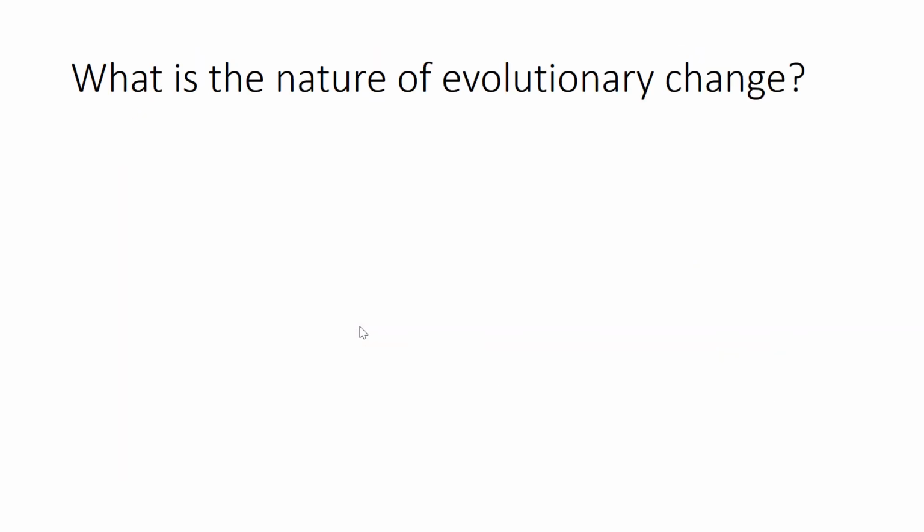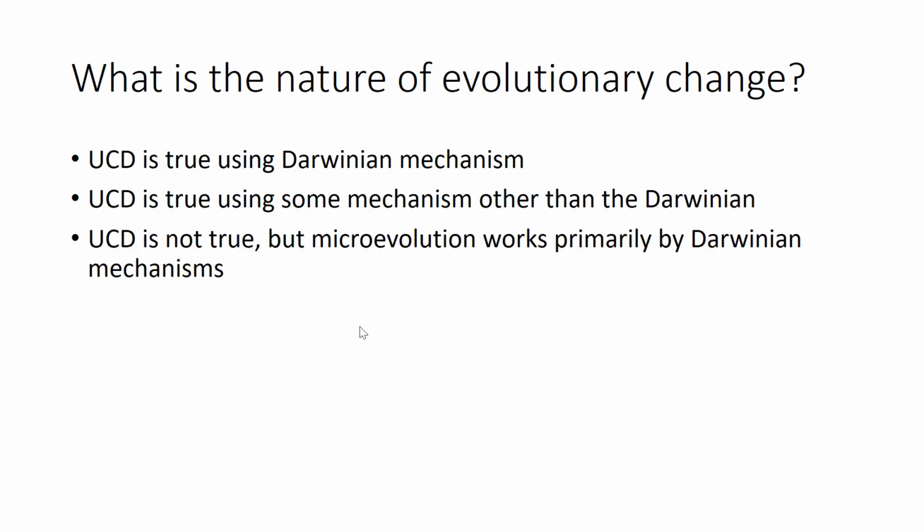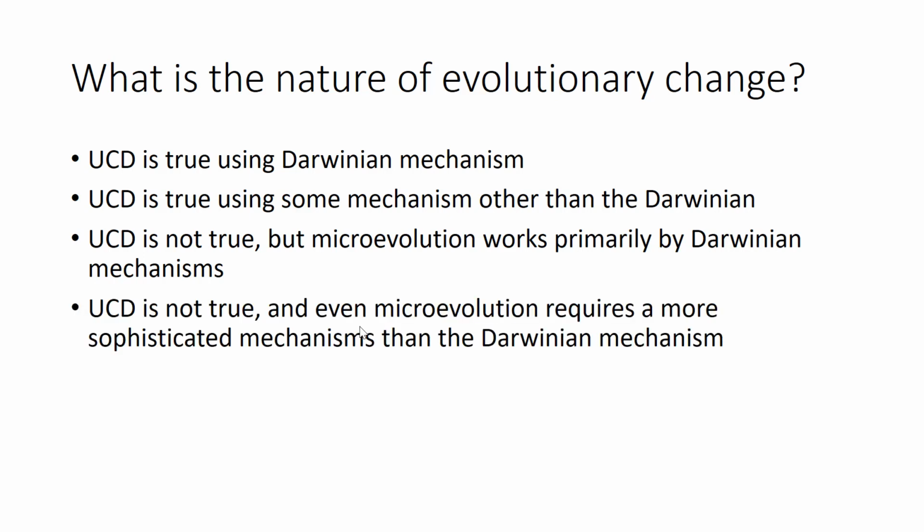And so let's come back to these hypotheses. Remember, the first one is universal common descent is true using the Darwinian mechanism. Next one is universal common descent is true using some mechanism other than the Darwinian mechanism. Next one, an interventionist hypothesis: universal common descent is not true, and macroevolution works primarily by Darwinian mechanisms. And the last one is universal common descent is not true, and even microevolution requires a more sophisticated mechanism. Gosh, that's two typos because the slide was copied.